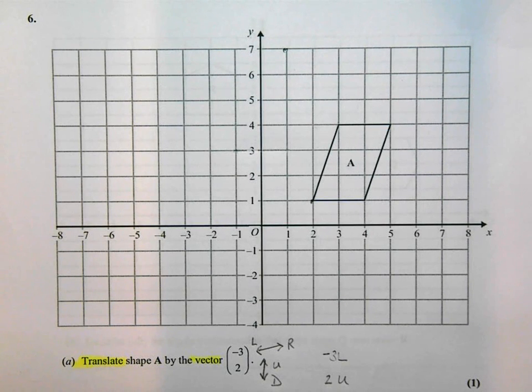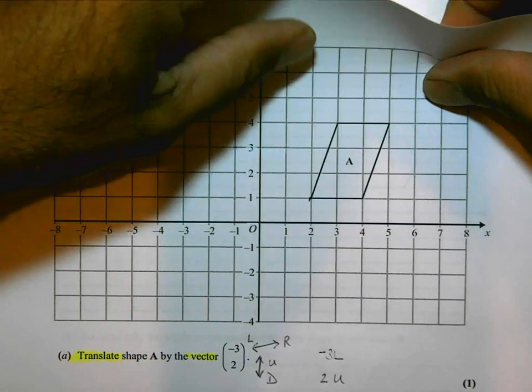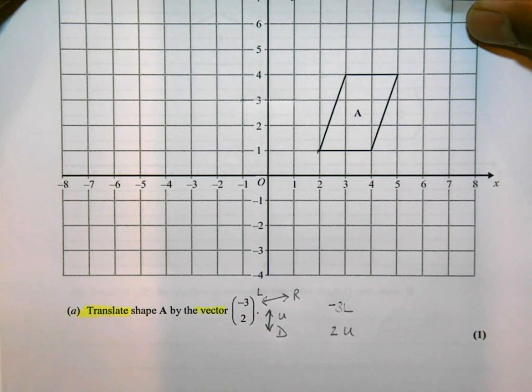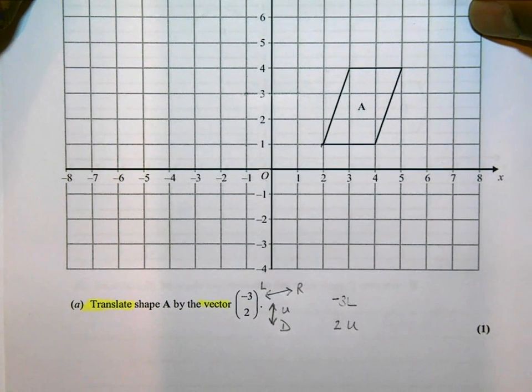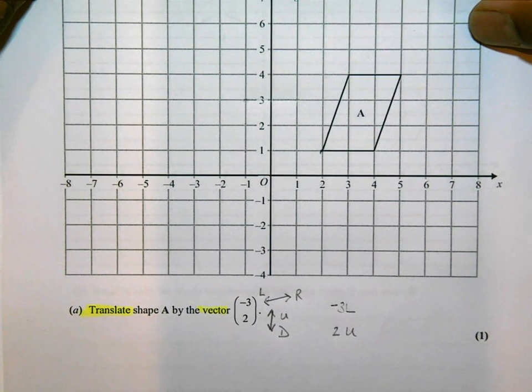This is question number 6 on the November 2013 higher non-calculator paper. Question 6, I've prepped this already, but question 6 reads, translate shape A by the vector -3, 2. Now, translate is the key word. You need to know what a translation is. You need to know what that vector means, -3, 2.